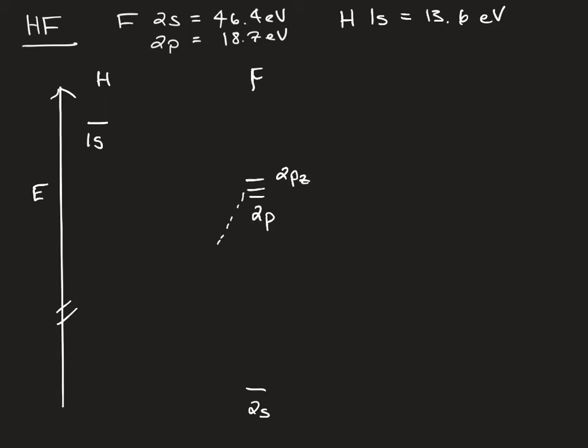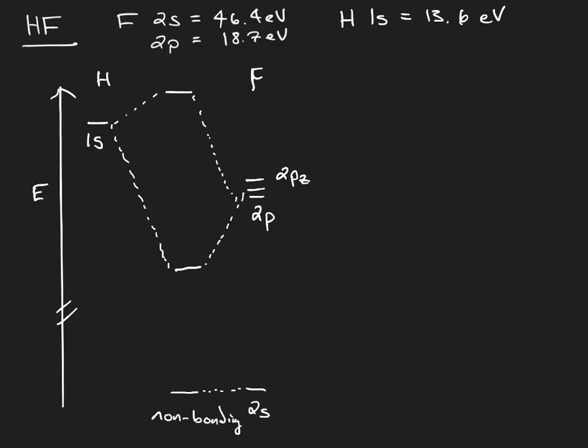So we're going to form a bonding and an anti-bonding pair with that. The 2s orbital on fluorine is so low in energy that it's not going to participate in bonding to that hydrogen 1s orbital. So it's going to come across as a non-bonding orbital.